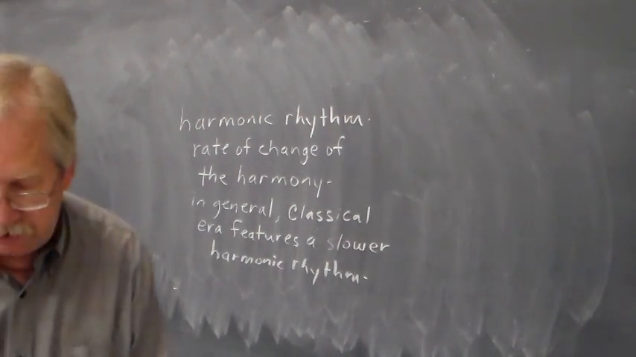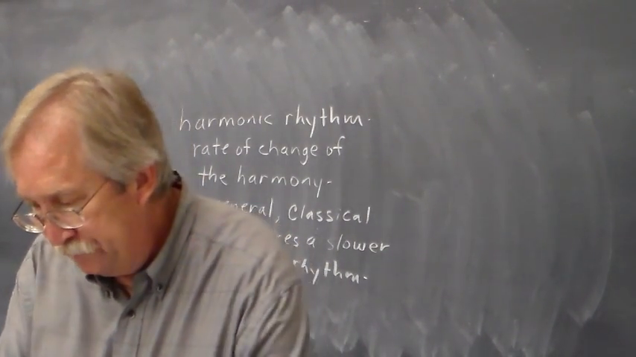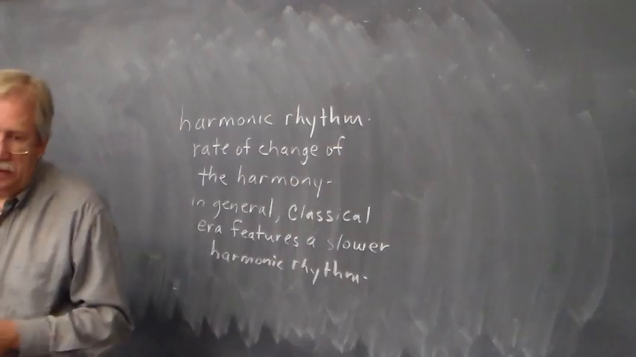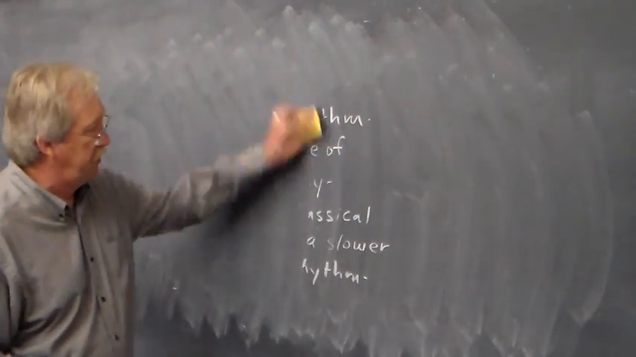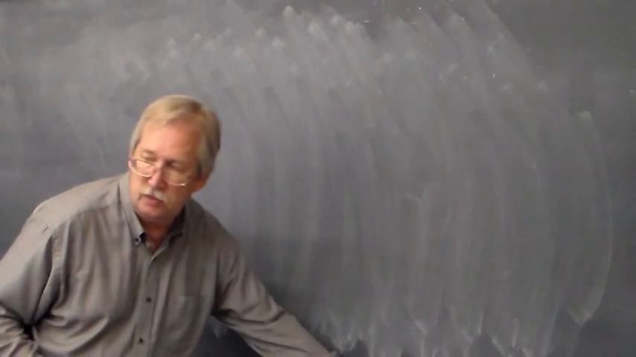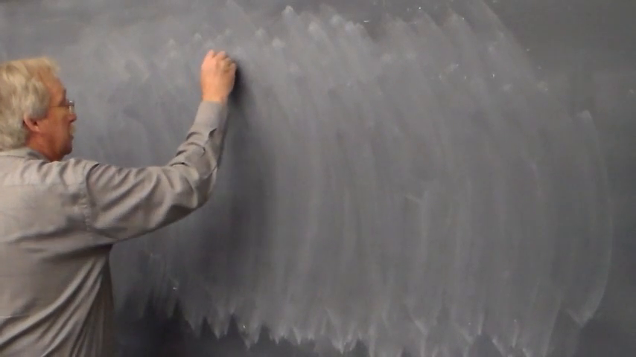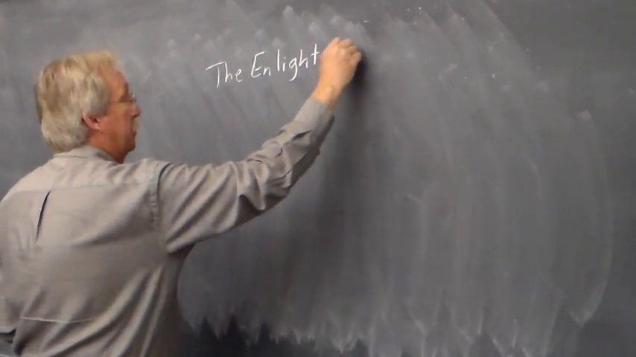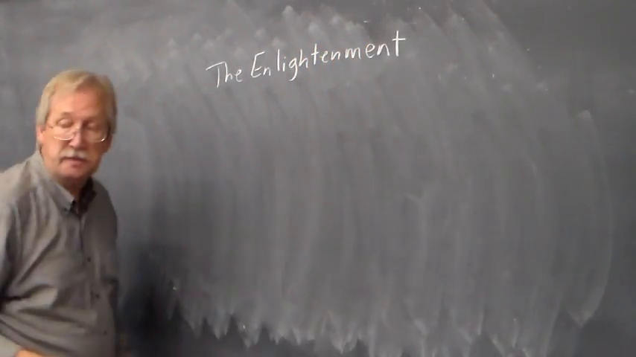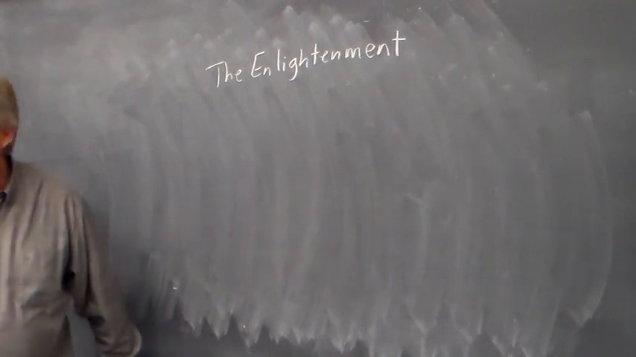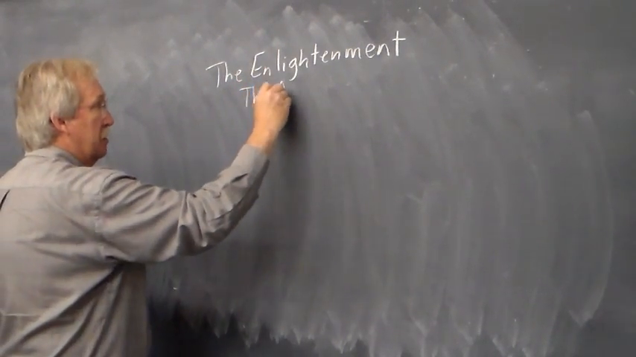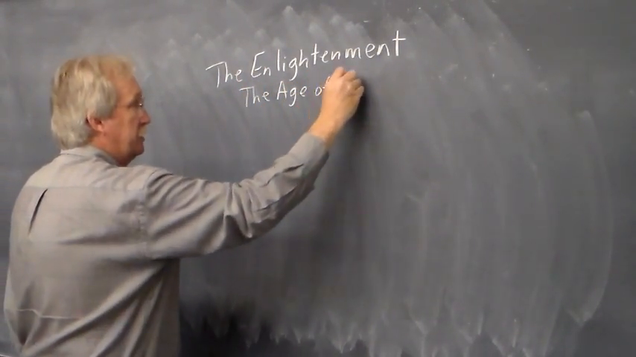All right, so background for the classical period, Viennese classicism, has to do with the era of thought in Western Europe that is known as the Enlightenment. So this is the background for Viennese classicism. So sometimes this era is known as the Age of Reason.